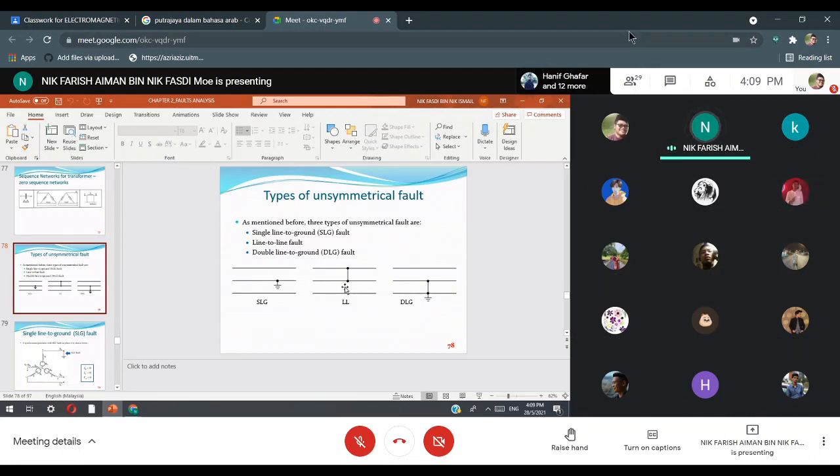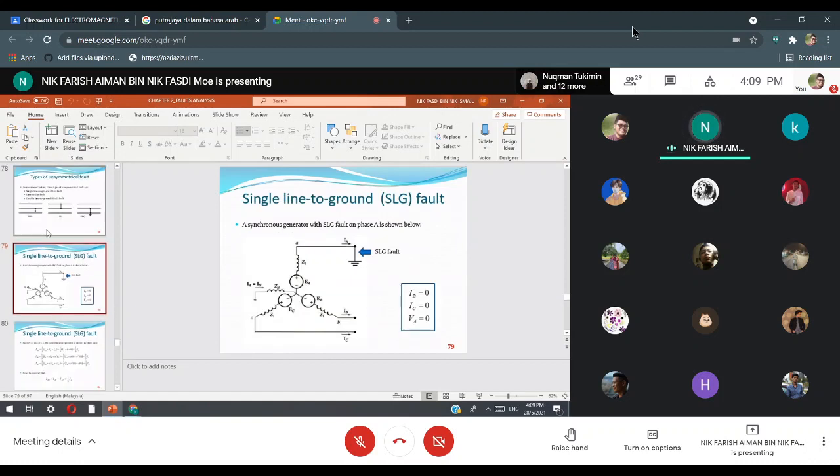Bila dia ada short circuit, impedance dia jadi kosong kat sini. Jadi impedance between the lines are different. Bila impedance tak sama, current flow tak sama, voltage tak sama, dia menjadi unbalance. Tapi kalau shorted together, tiga-tiga bersama, tiga-tiga shorted, itu impedance sama, that's why dia jadi symmetrical fault. Ini pun samalah unsymmetrical.